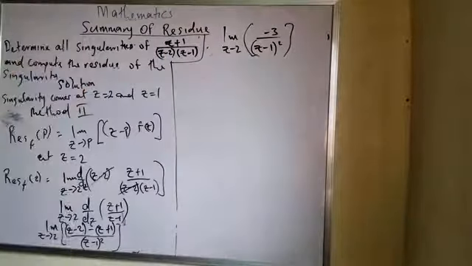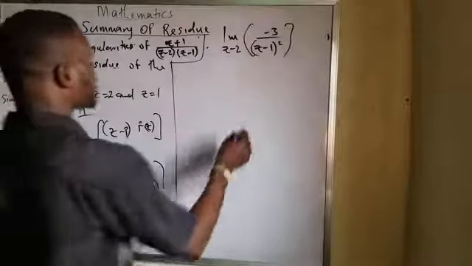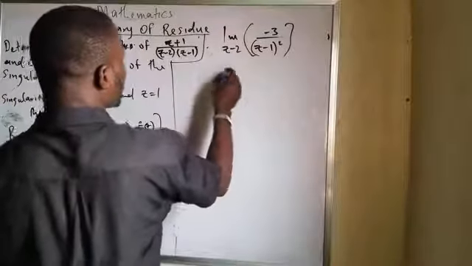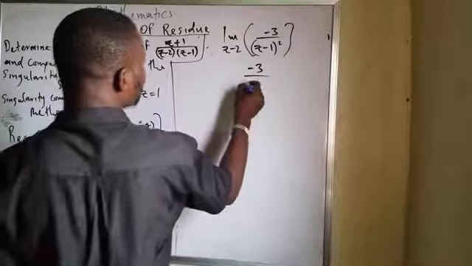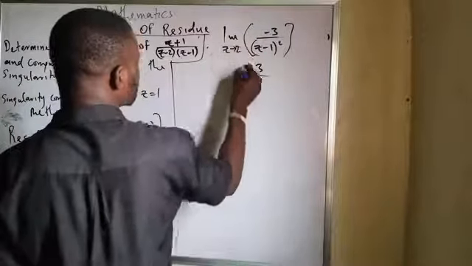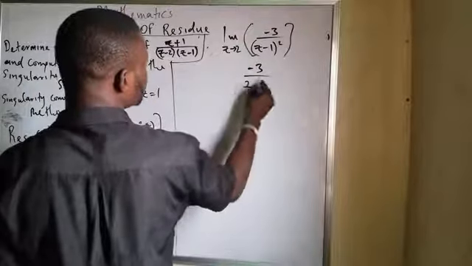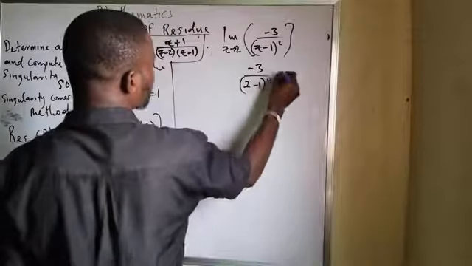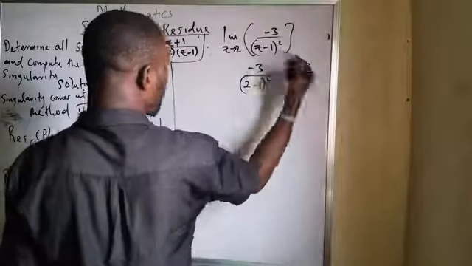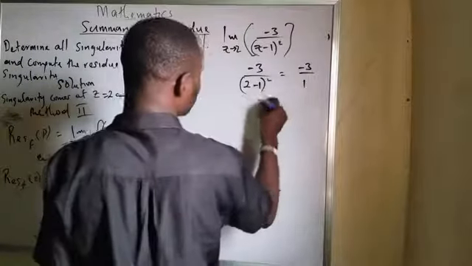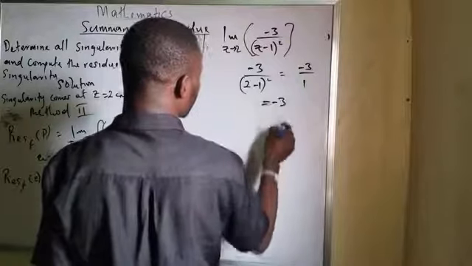Now I can limit it. Sorry for that mistake. When I limit it, I'll have minus 3 all over (2 minus 1) squared. 2 minus 1 is 1, and 1 squared is 1, so my answer is minus 3.